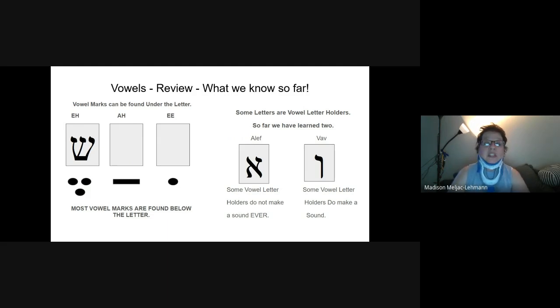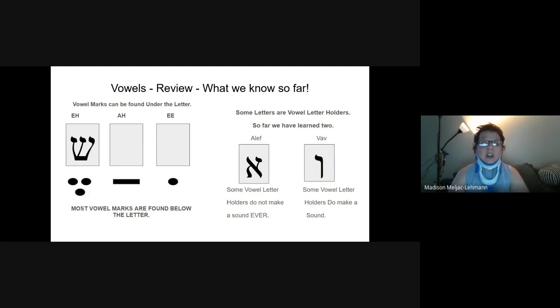We know that some letters are silent, okay? But now you're learning that some letters are what we call vowel holder letters, okay? So we know the aleph is silent. It doesn't make a sound unless we put a vowel on it, okay? The other letter is vav.